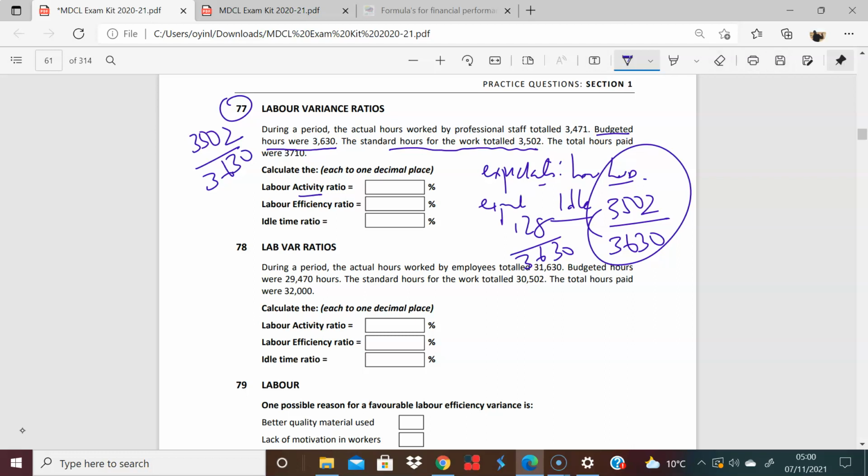When we do that, we have 3,502 divided by 3,630, and then we multiply that by 100, so we have 96.5%. Yeah, it says to one decimal place.